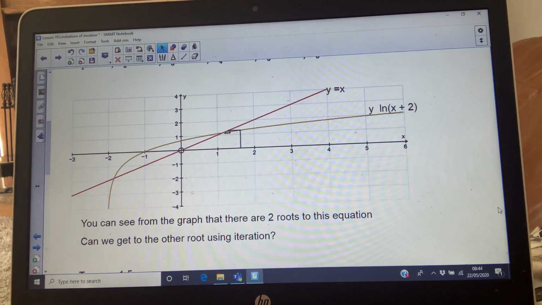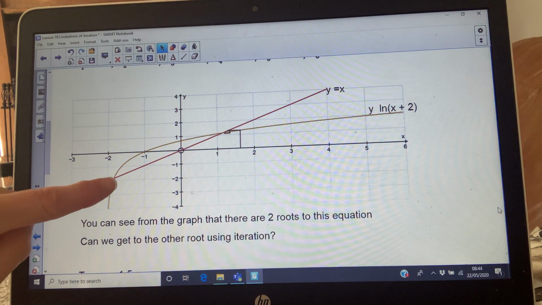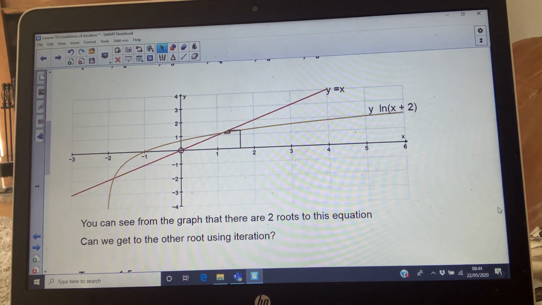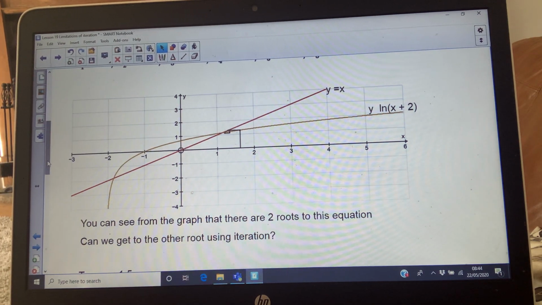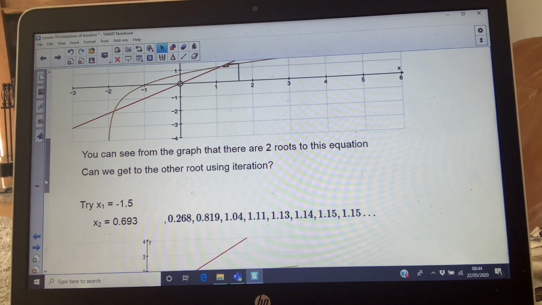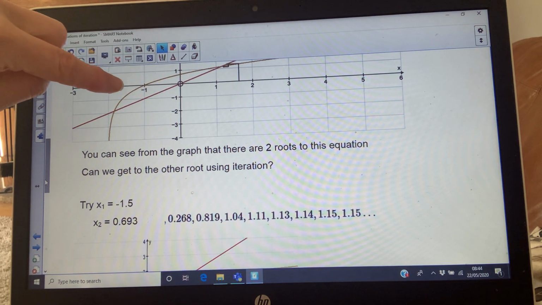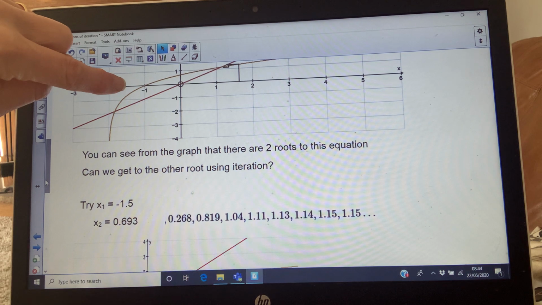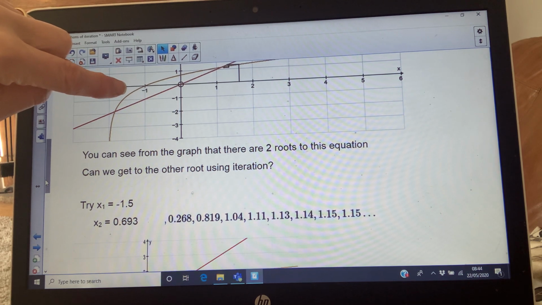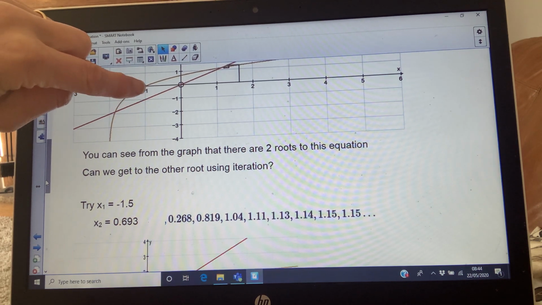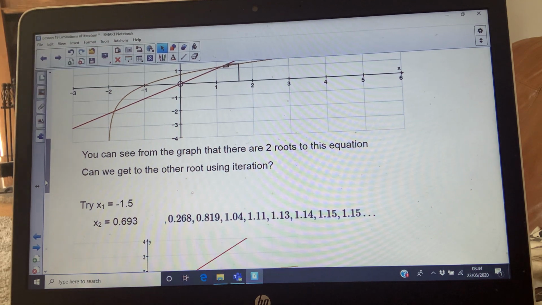You can see as well, there are 2 roots to this equation. You've got a root here and a root here. Can we get to the other root using iteration? Well, let's have a little look. Let's try x is minus 1.5. So if we try x is minus 1.5, we've got curve, line, let's have a little look.